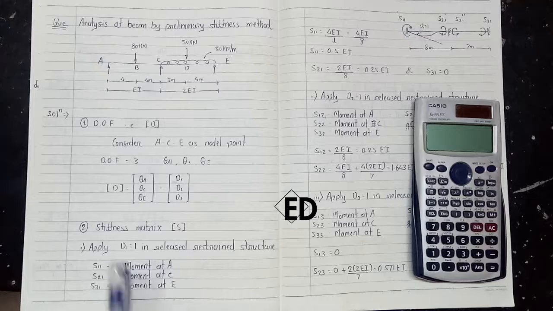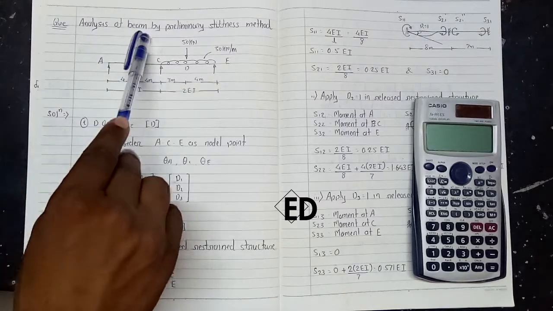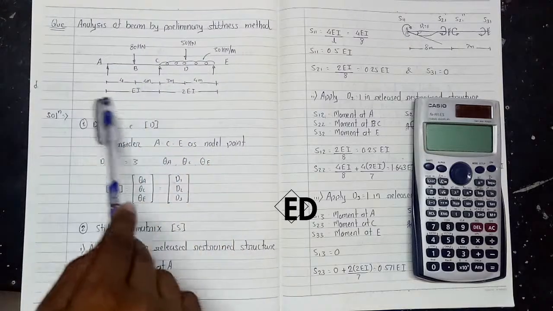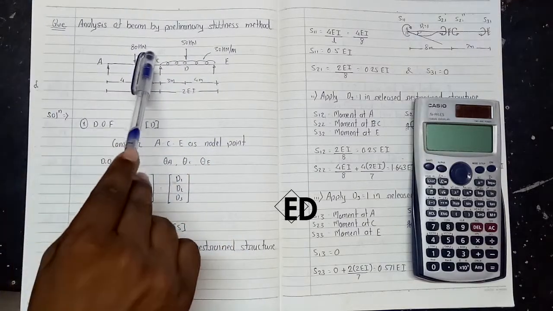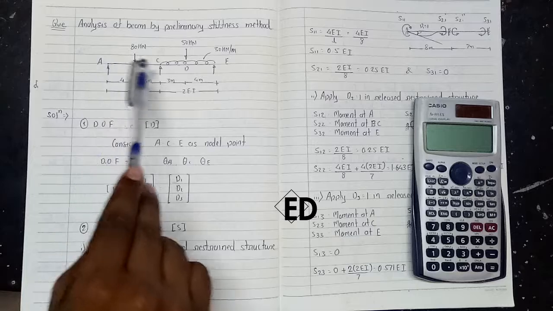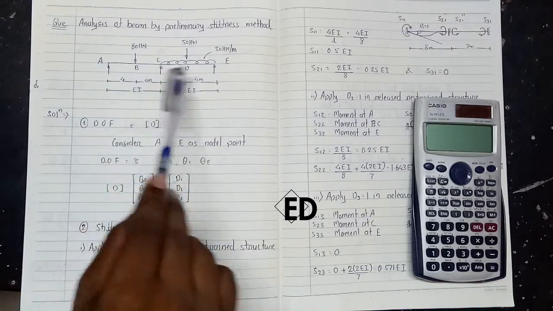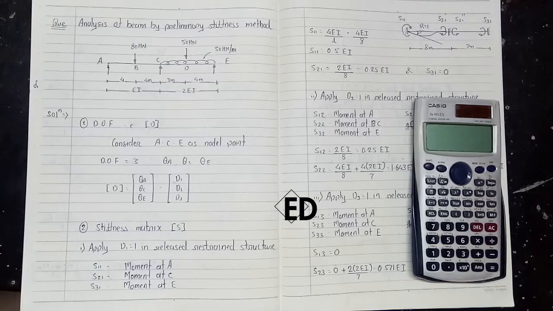In this video we see the analysis of a beam by using the preliminary stiffness method. This is the question given: an 80 kN point load is acting between A and C, and the UDL and a point load are acting between C and E. So let us start. For solving this method, there are 5 steps.